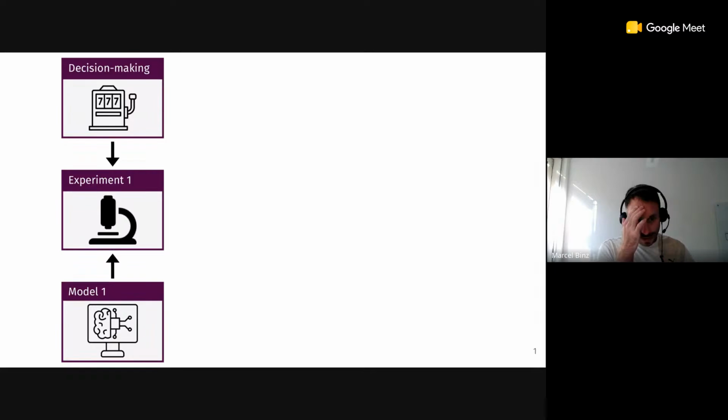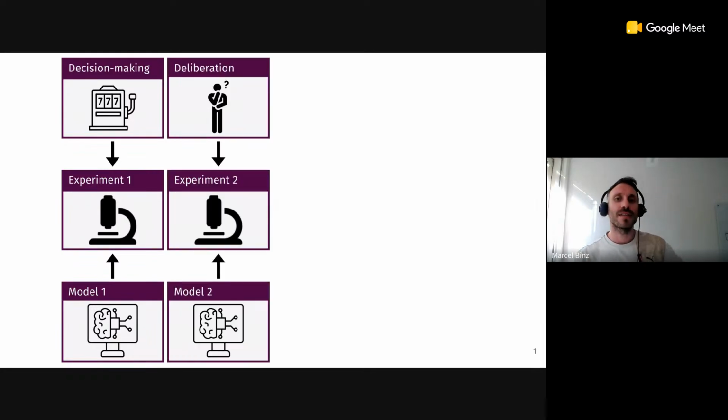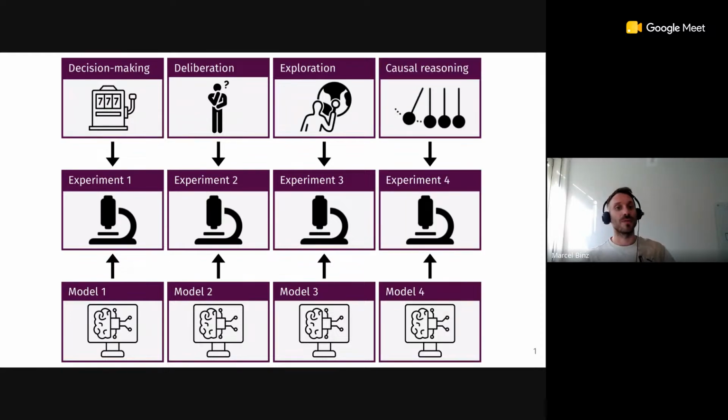And each individual study typically looks at just a singular domain, but across our field, this happens in many different areas of human cognition. We study how people deliberate, how they explore, how they engage in causal reasoning, and many other things. So this kind of research paradigm gives us a really good understanding of how human cognition works on this middle layer here, on the level of the individual experiments that we are conducting.